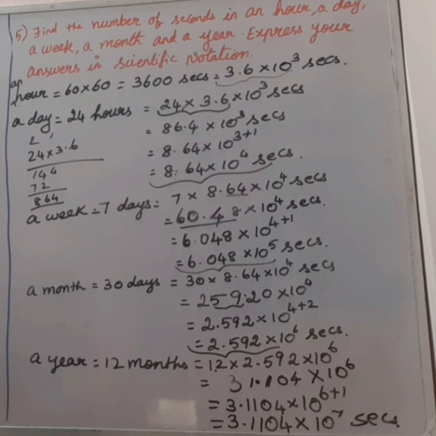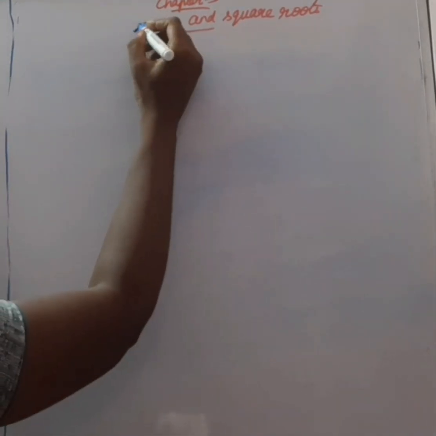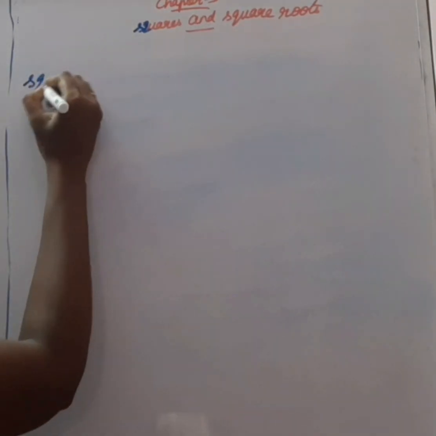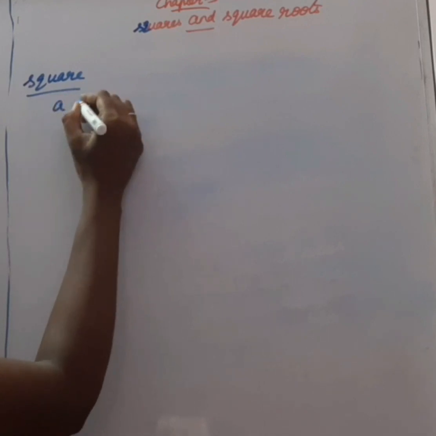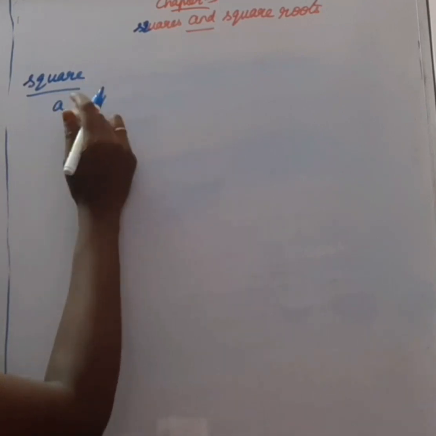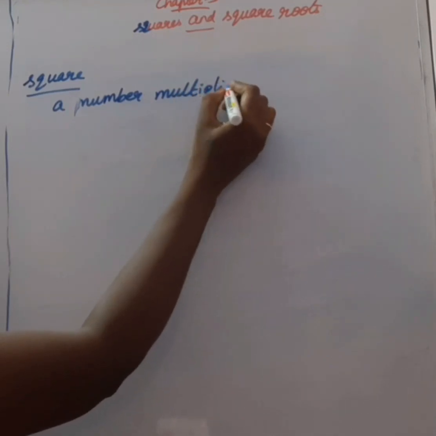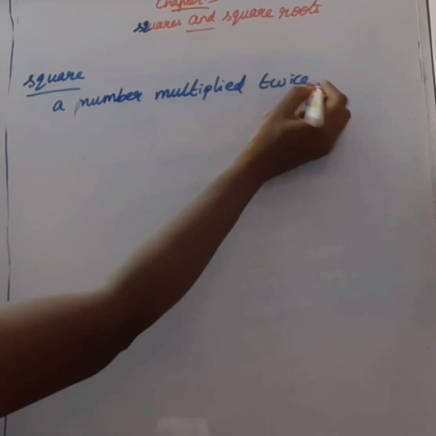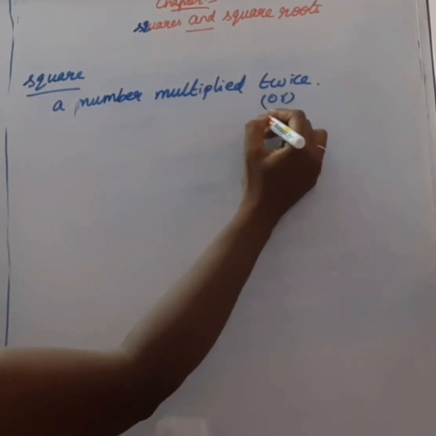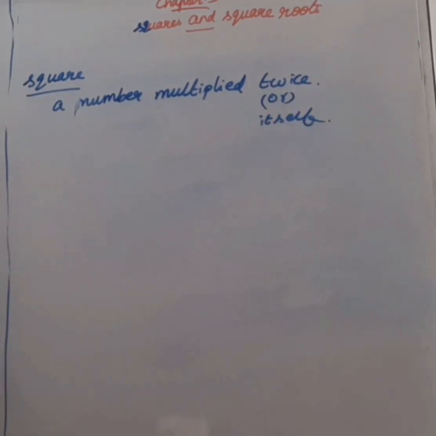Okay, let us move on to the next chapter. Let's see chapter 3, squares and square numbers. Square roots. Okay, from that, first we want to see what a square is. So what is a square? A number multiplied by itself, or the number multiplied twice.